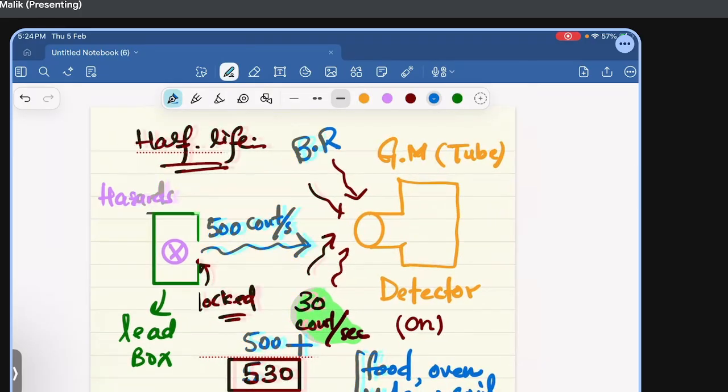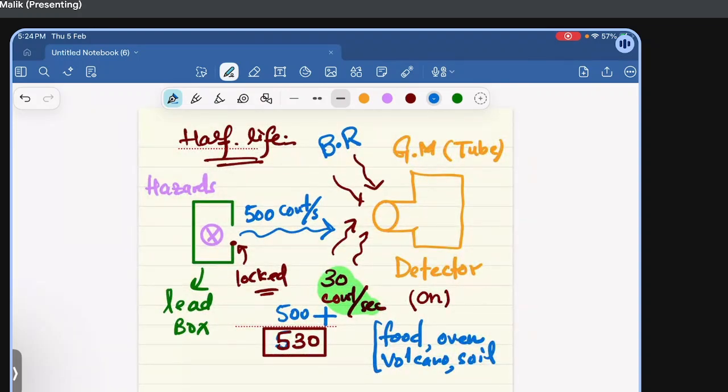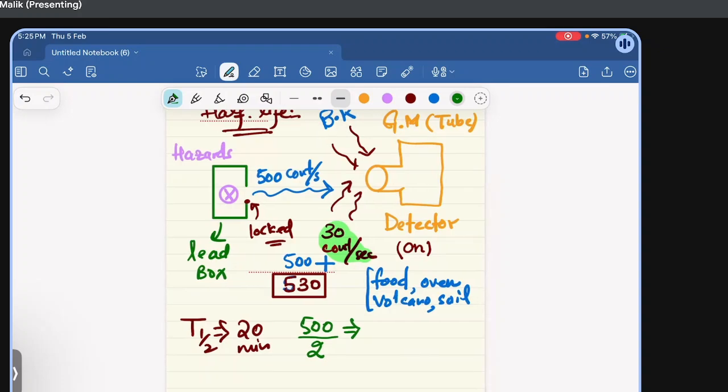Now we have to check the half-life of this radioactive sample. Let's suppose Adam and Zaryab went outside for 20 minutes. T half means if they go out for 20 minutes, they believe this is the half-life of the sample. So after 20 minutes, they think the radiation coming from the radioactive sample should be half. So they calculated 500 divided by 2. What's the answer? Fatima, what should the answer be?